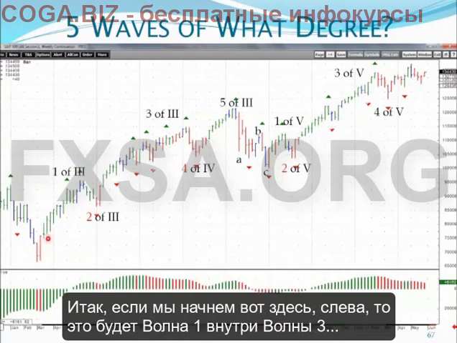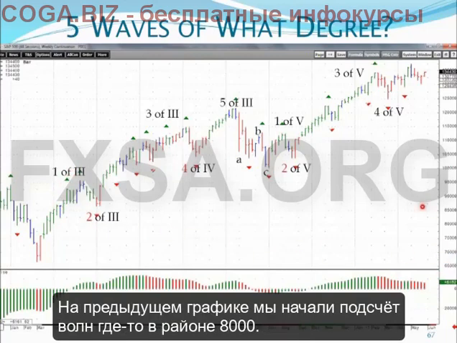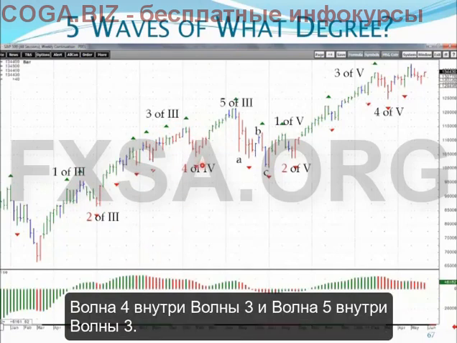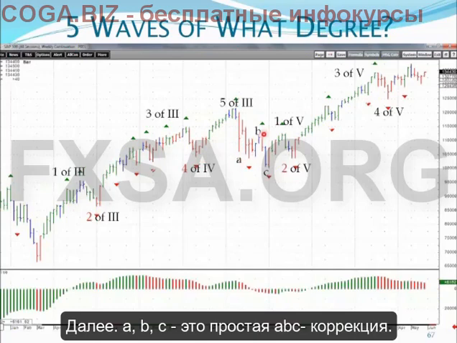Now, if we start here on the left, we have wave 1 of that wave 3. We started right about the 8,000 area on that previous chart of counting that wave. So coming in here, 1, 2, 3 being our tallest peak, 4 of 3, and 5 of 3. An A, a B, and a C, a simple ABC correction.